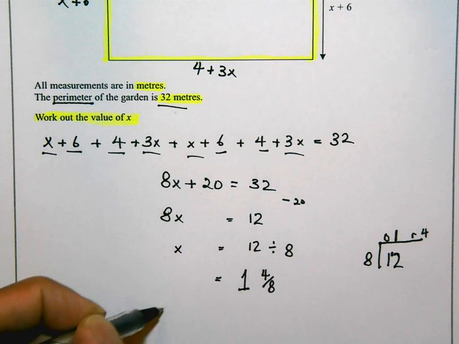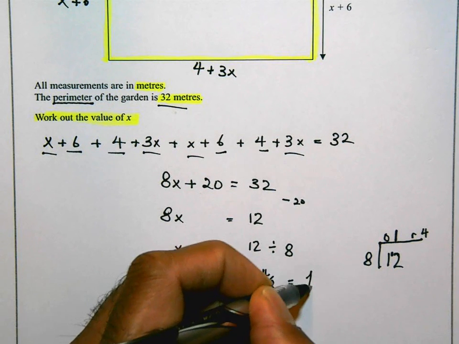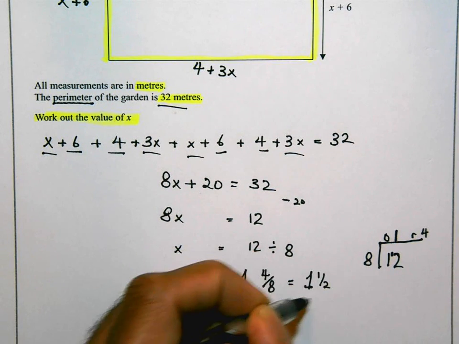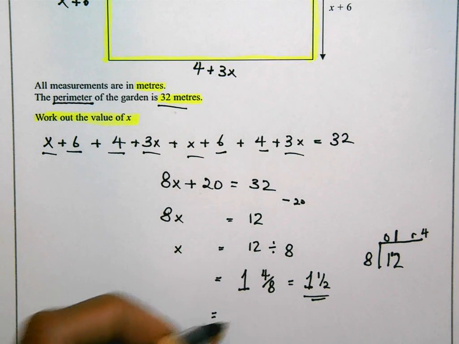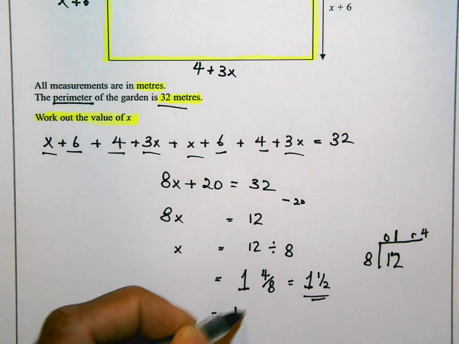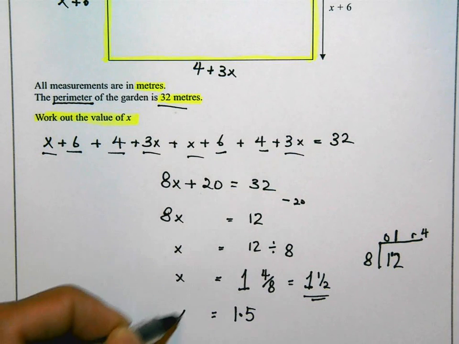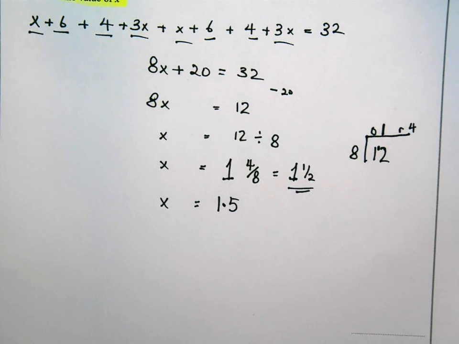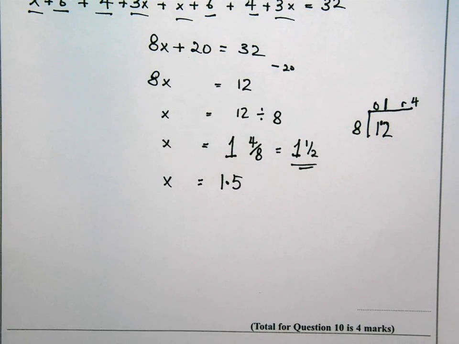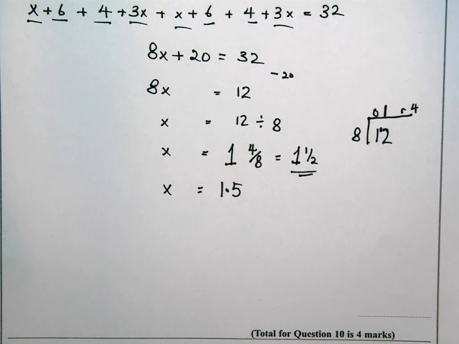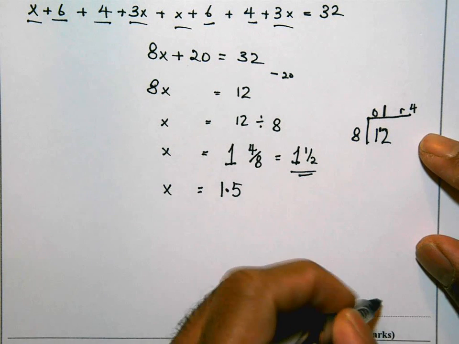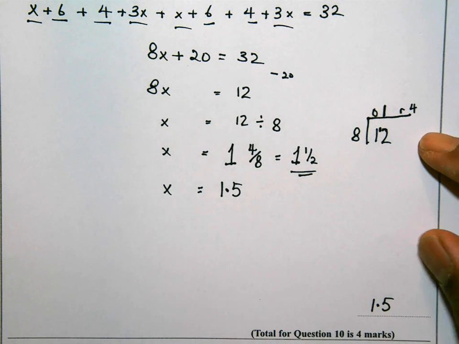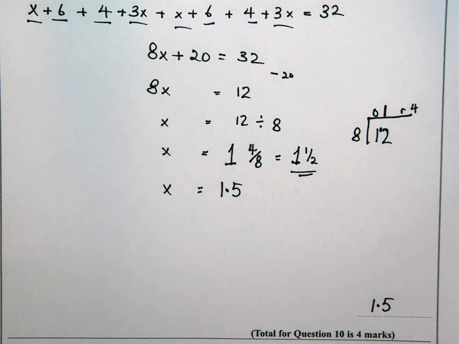4 out of 8 is, I could simplify that down to a half. That is fine, or I could even just write that as 1.5. So x is equal to 1.5. That's what I'm going to write in my answer space down at the bottom of this question. 1.5. Now, make sure you're familiar with this. Make sure you can do it, right? Look at the diagram, do this question, and make sure you're able to get full marks in it.